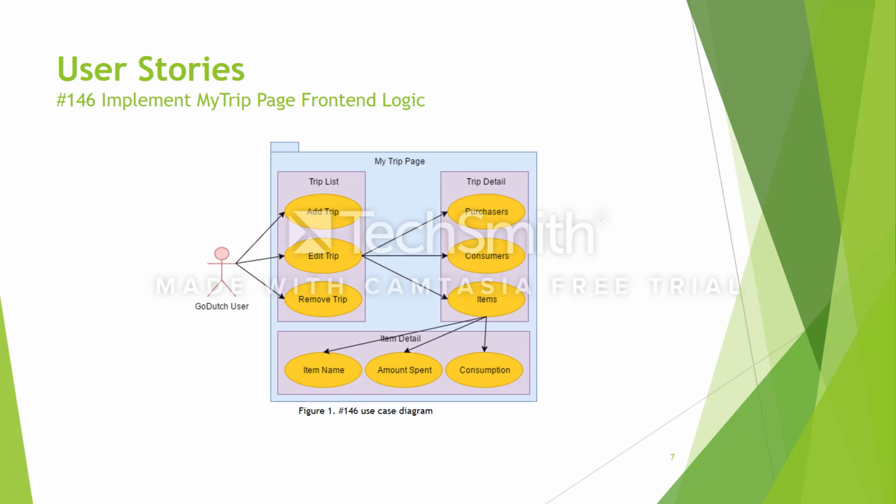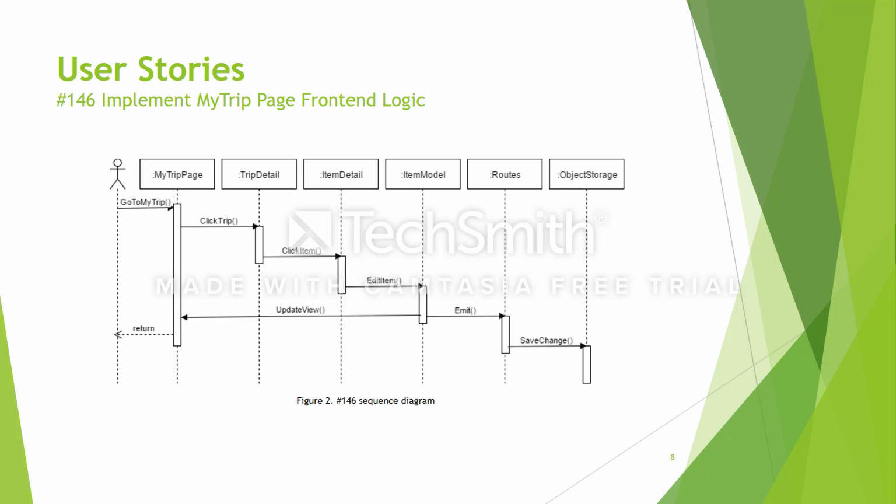The GoDutch user is going to interact with the trip list, where the edit trip button will allow the user to access the trip detail. And the user can also interact with the item detail through the item button. Here's the sequence diagram for user story 146. A GoDutch user goes to my trip page, clicks on the trip item and tries to edit the item.